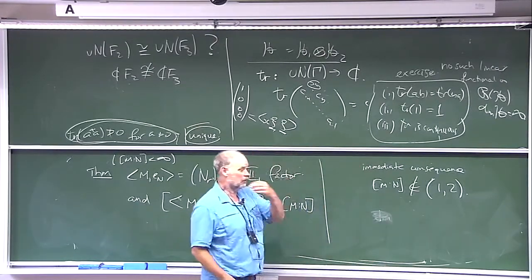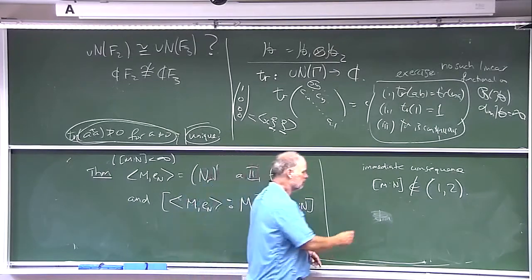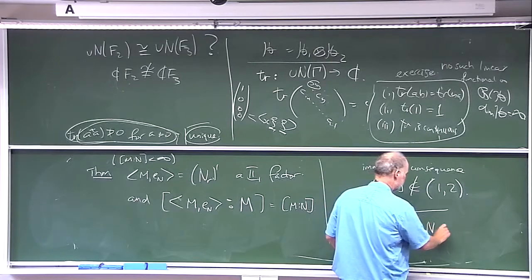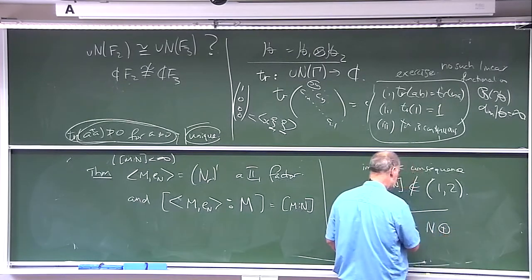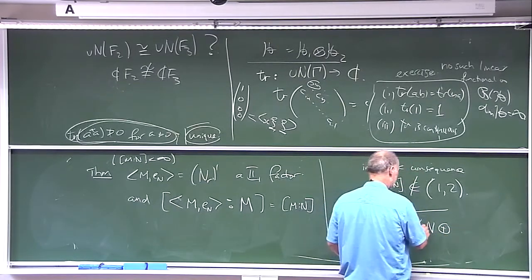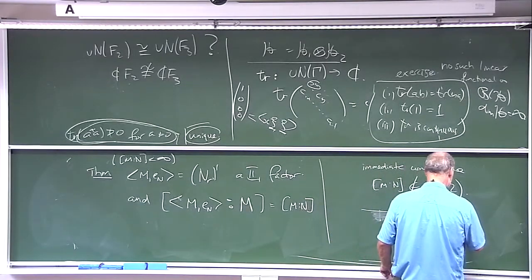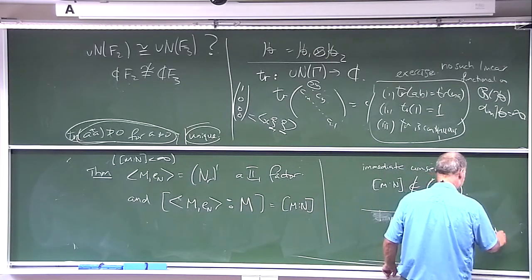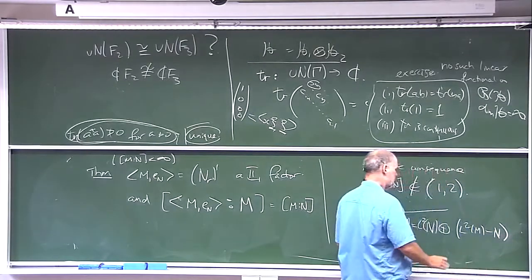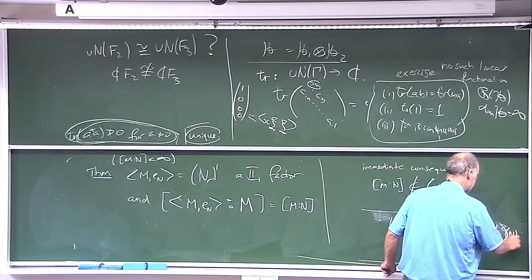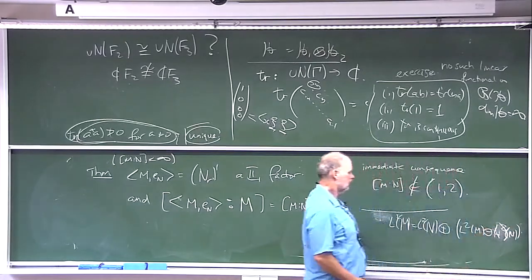I'm not even sure I need it. I think I can just show this immediately, because you can write M as N direct sum its orthogonal complement. Let's do it on the L2 level. Plus this is the orthogonal complement.